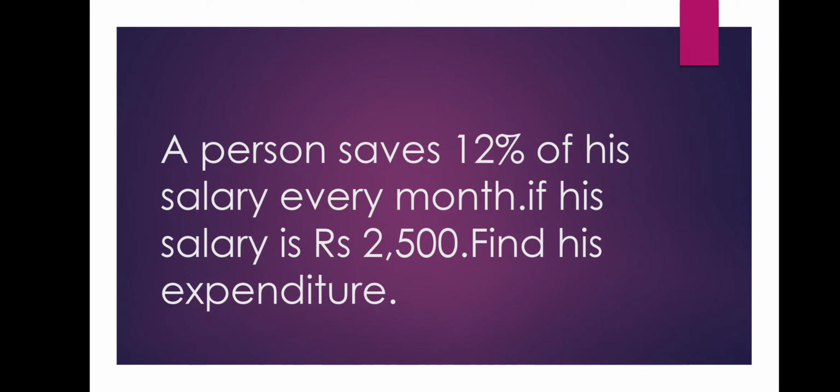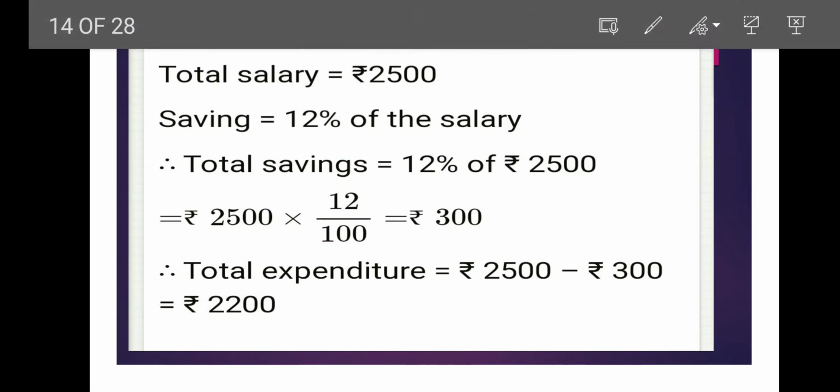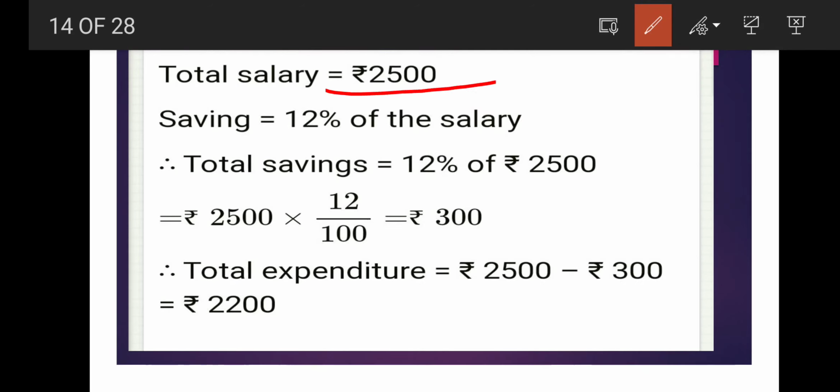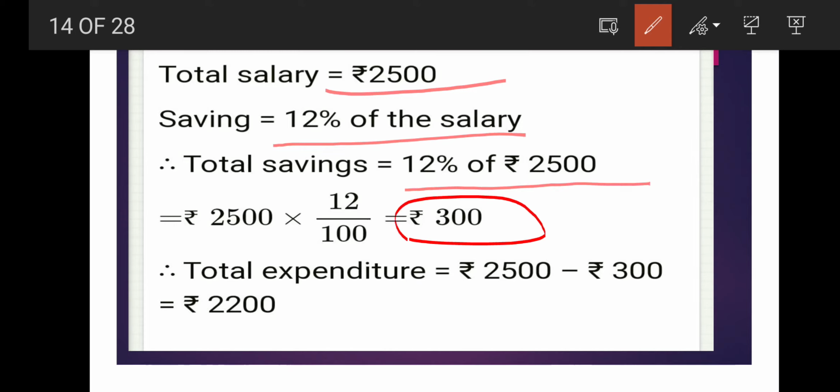Suppose your salary is 100 rupees and you are saving 20 rupees. So how much are you spending? Yes, 80 rupees. Clear? So the same thing we will do here also. Here the total salary is rupees 2,500 and saving is what? 12% of the salary. So total saving will be 12% of 2,500. You will get 300. And so total expenditure is salary minus saving, which is equal to expenditure, and here you will get 2,200.